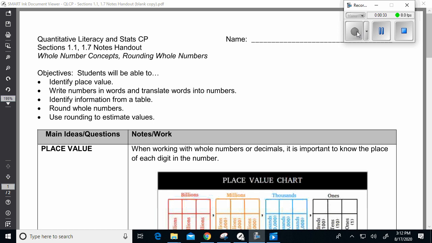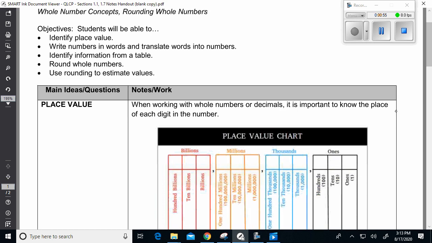What we're going to do is we're going to look at sections 1.1 and 1.7, which delves into place value, writing numbers and words, rounding, and using rounding to estimate. So let's first start with the place value chart.